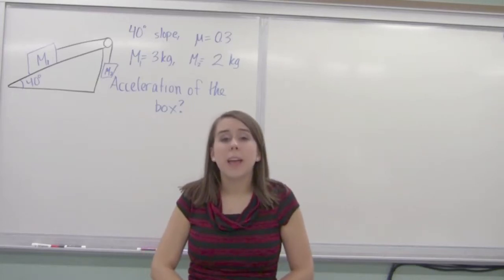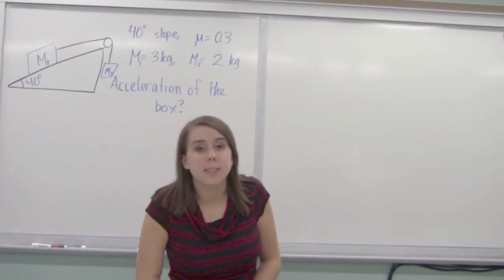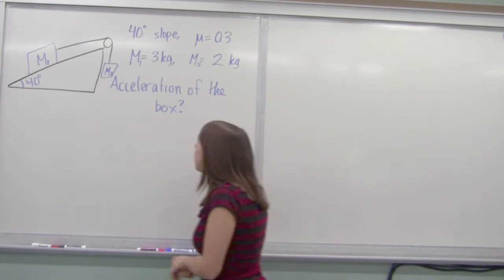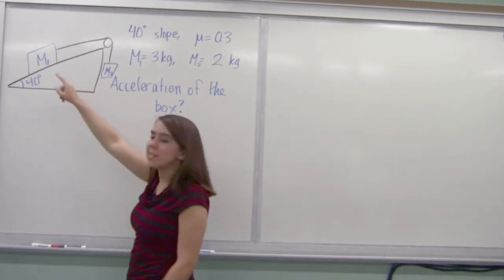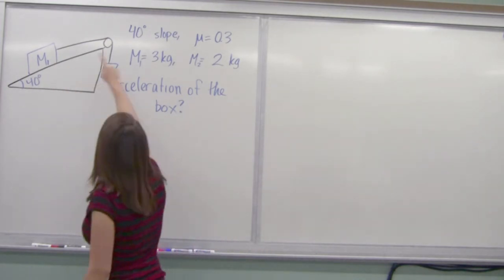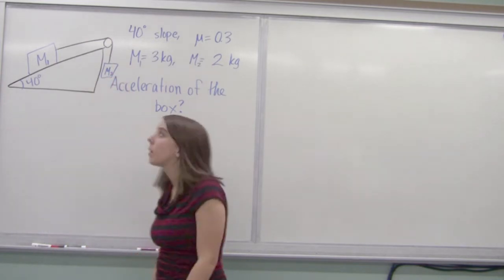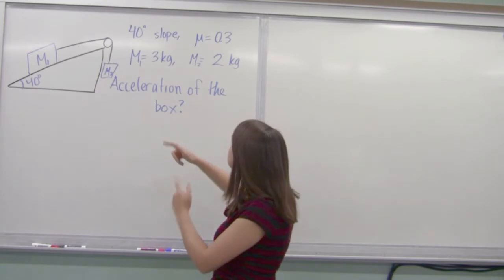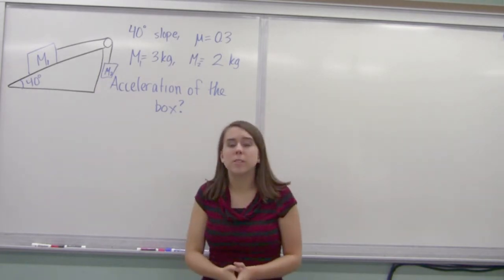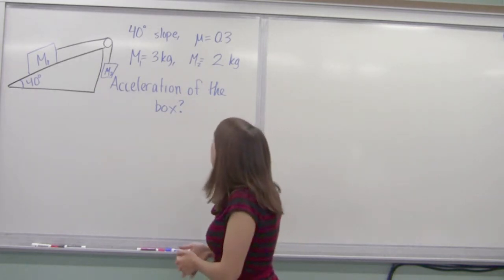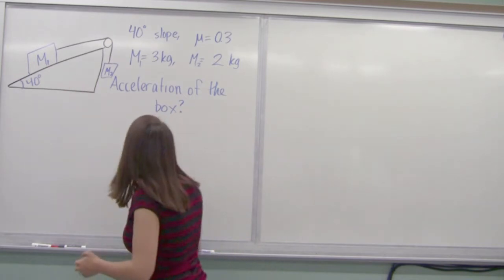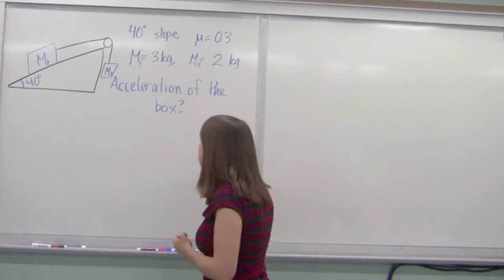Today I'm going to be showing a Newton's second law problem, so let's take a look. I have a couple of boxes, one of them sitting on a slope, one of them is dangling off a string that is attached to the first box over a pulley. The angle of the slope is 40 degrees, the coefficient of friction on the slope is 0.3. The mass of the larger box is 3 kilograms and the mass of the smaller box is 2 kilograms.